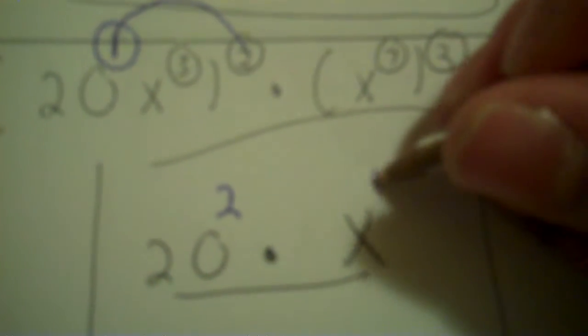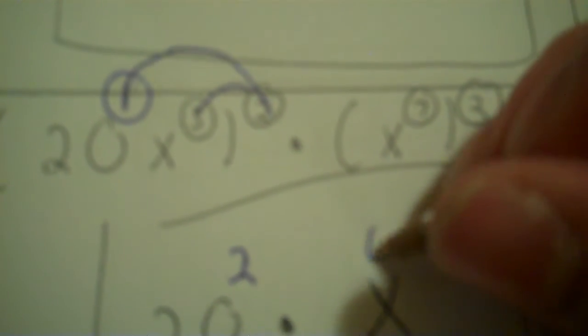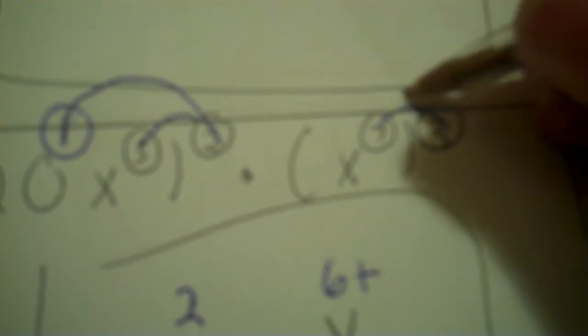Then x. How many x's? We got 2 of them, so I put a plus. When you get to a letter, you got to count how many of them you have. First, you got 3. 3 times 2 is 6. Then, this other x. 7 times 2 is 14. So 6 plus 14 is 20.